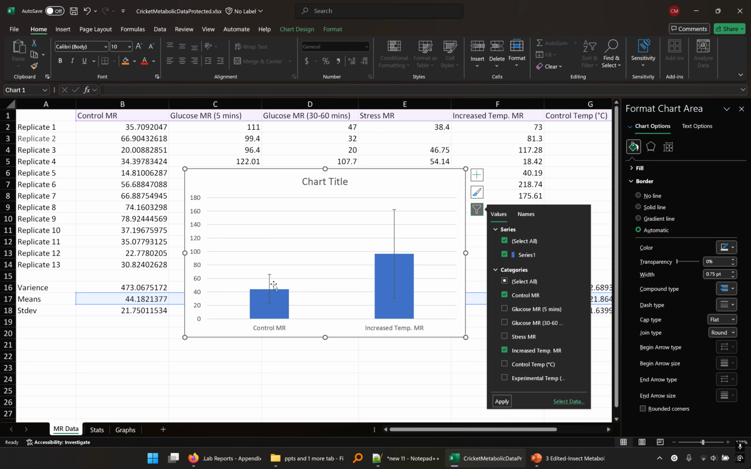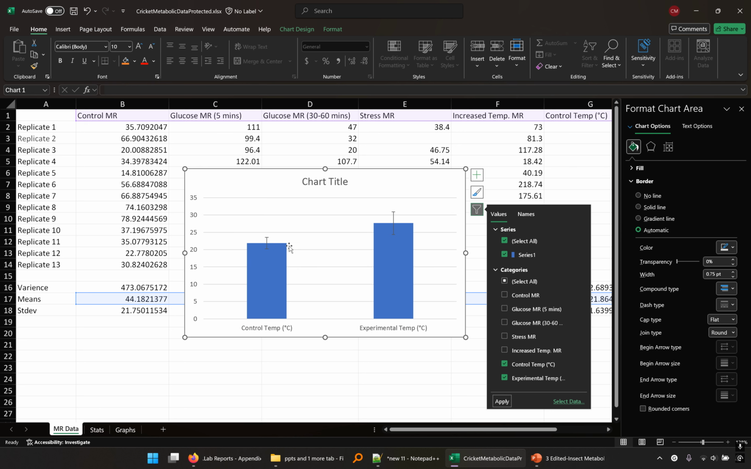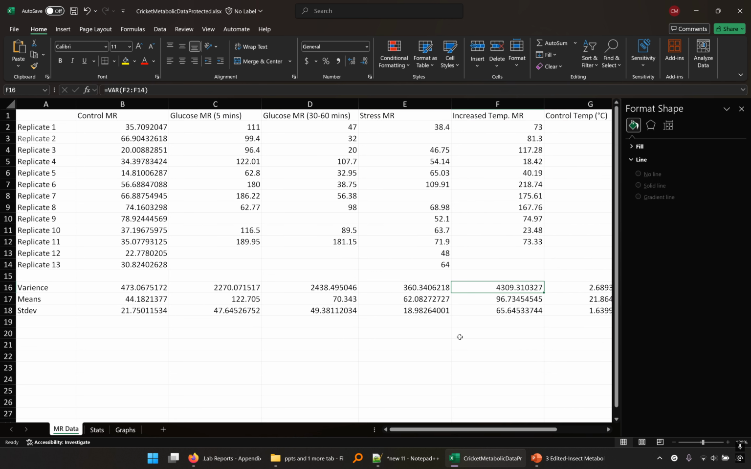Click apply. You can see that there's an increase in temperature, but there's a lot more wider variance for this increased temperature metabolic rate. Or if you wanted to report the control versus experimental temperature, which is in degrees C, the units on this side are going to change. If I click apply, you can then have that. So this bar plot is very flexible in what you want to produce.